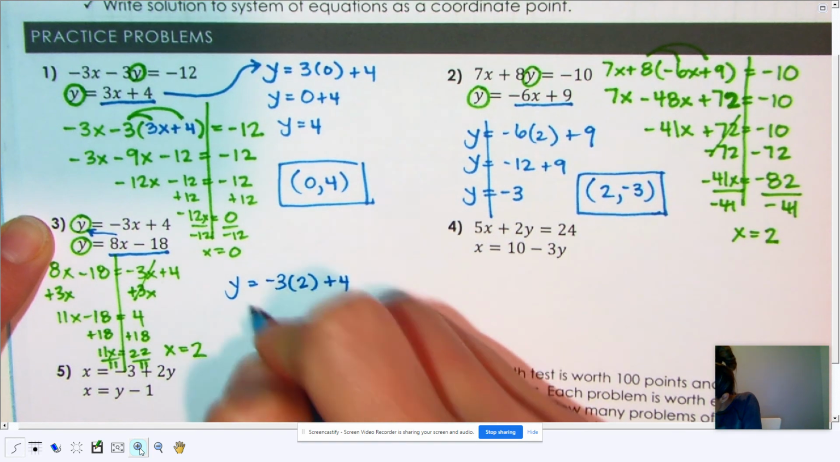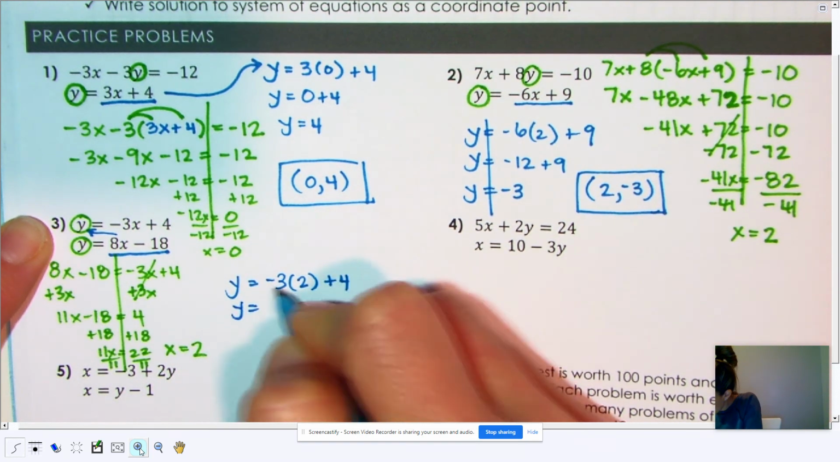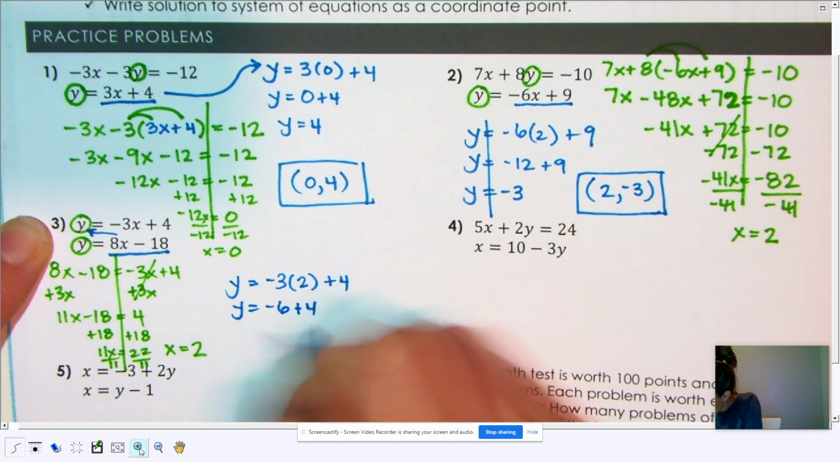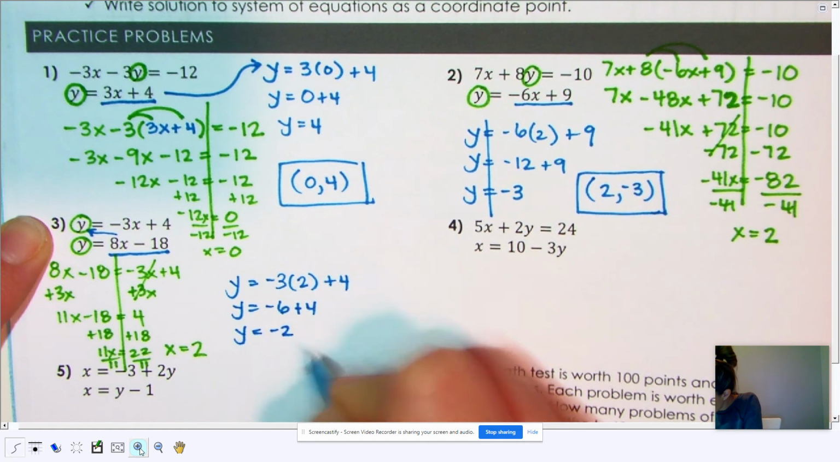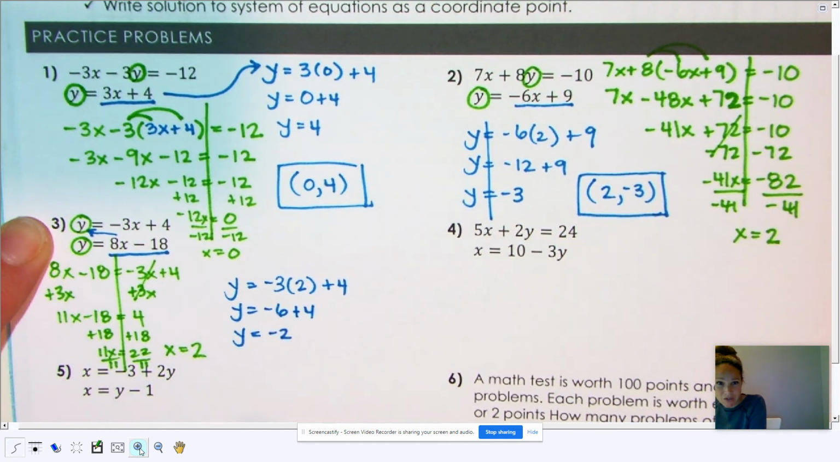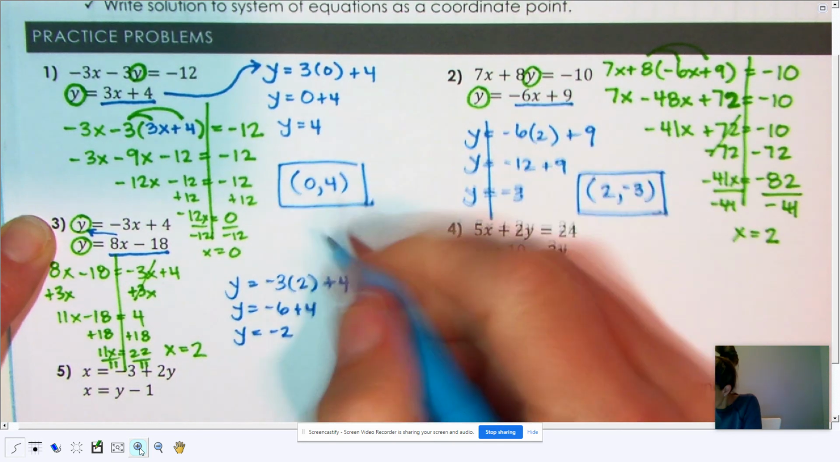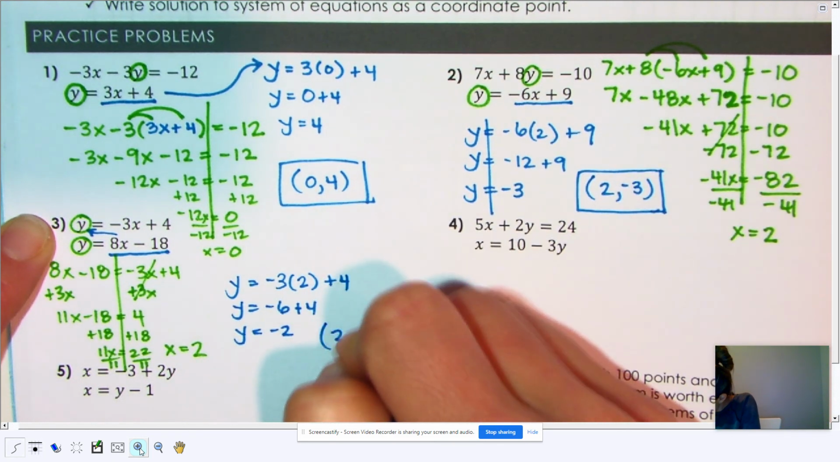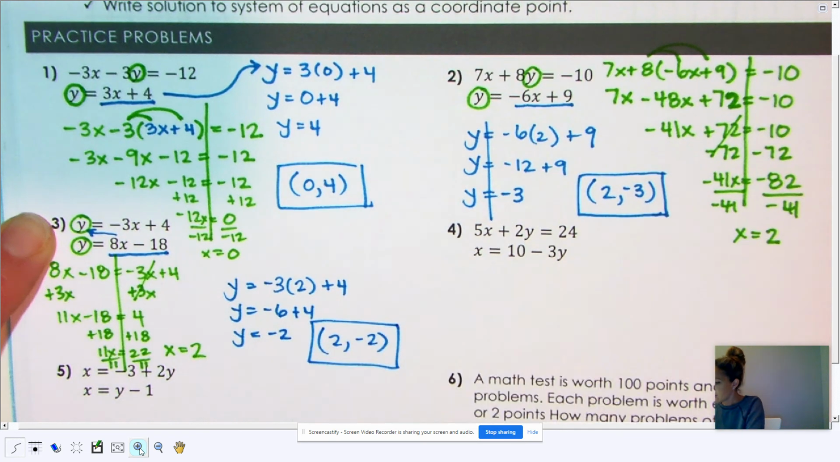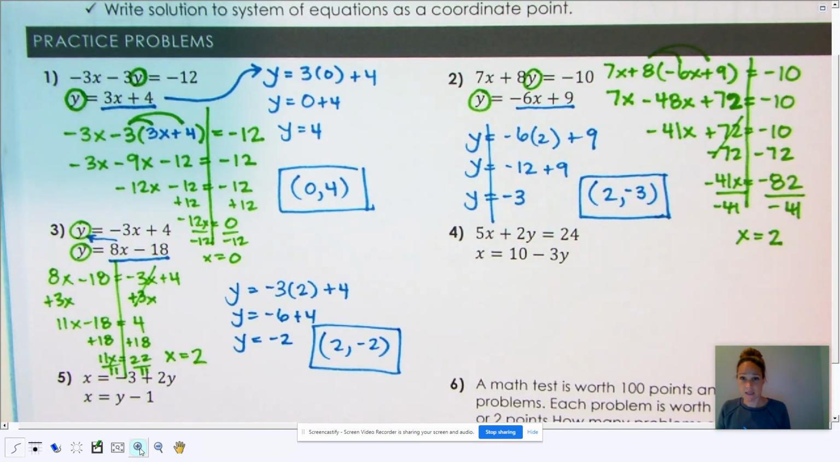So I'm going to substitute, or I already substituted, now I'm going to simplify. So I have negative 6 plus 4, so y equals negative 2. Remember the negative team is winning by 2, so my answer is going to be negative 2. So I'm going to plug that in, 2 and negative 2. That is my final answer.